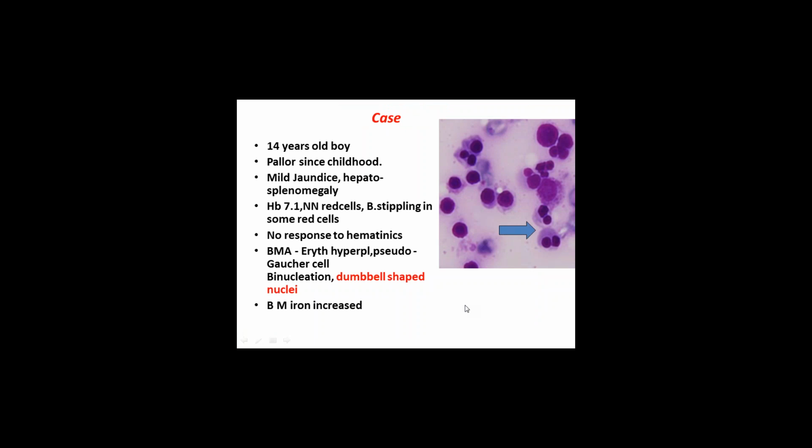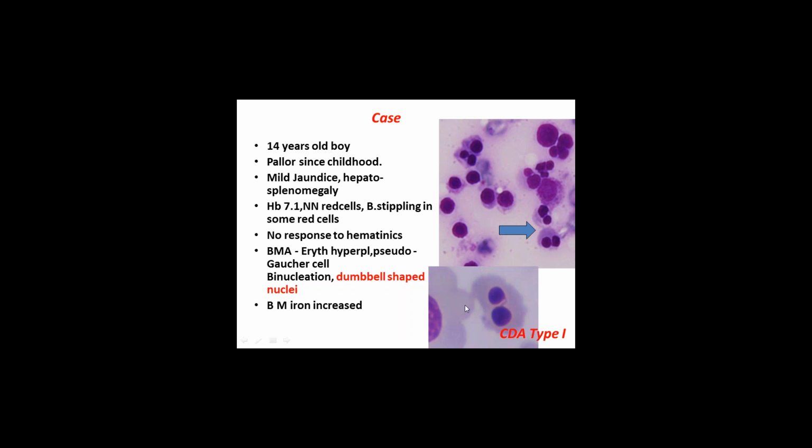So looking at another case of this, of a 14-year-old child. He had pallor since childhood and required repeated transfusion, mild jaundice and hepatomegaly, but a macrocytic normochromic blood picture. Now, bone marrow was done, and some classical cells are seen here. The binucleated erythroid cells. Now, such binucleated erythroid cells are very characteristic of CDA.